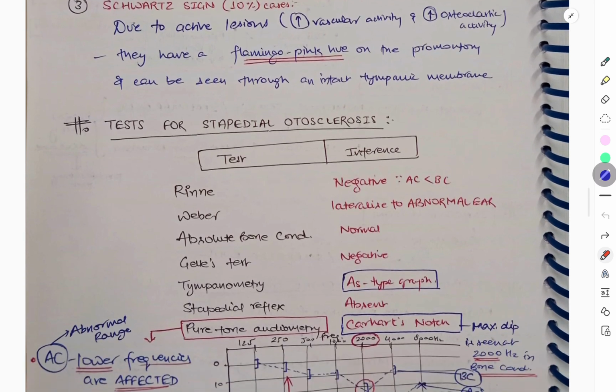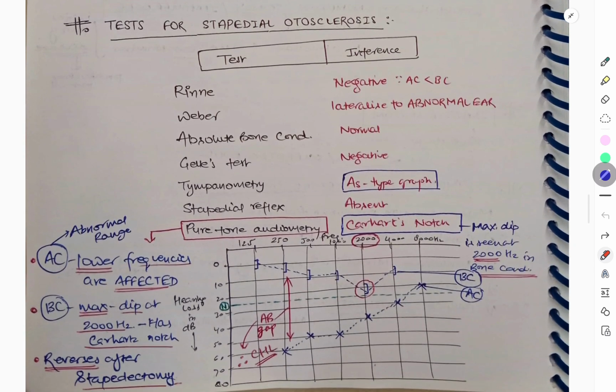Now coming to the tests for stapedial otosclerosis. As you know, in stapedial otosclerosis we will have conductive hearing loss. In conductive hearing loss, Rinne's will be negative. Why negative? Because bone conduction is more than air conduction. Weber's will lateralize to the abnormal ear because of conductive hearing loss. Absolute bone conduction is normal, Gelle's test is negative. Tympanometry shows an As type of graph, it is very specific to this. Stapedial reflex is absent, because the stapes is fixed by spongy bone, so the reflex is absent.